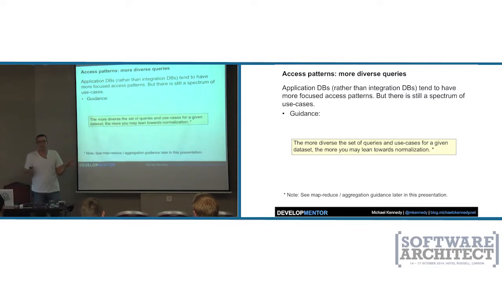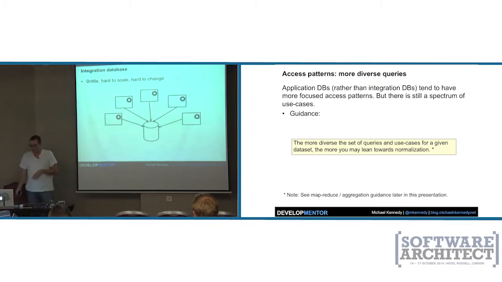Now, the more diverse the types of questions you're asking, the better off you are with a normalized structure. Right? If there's one query against this table, or this collection, you optimize the heck out of it for that. But if there's 20 different types of questions being asked, it's harder to find one data model that fits. So maybe splitting it apart makes sense.